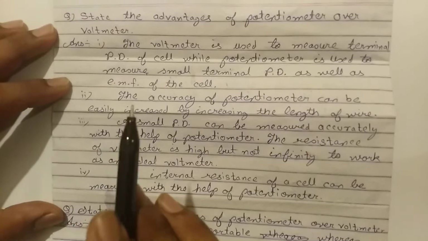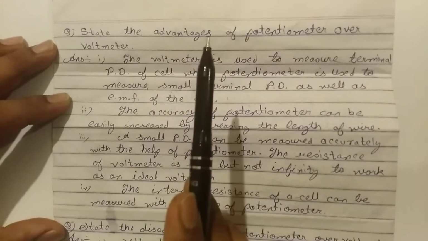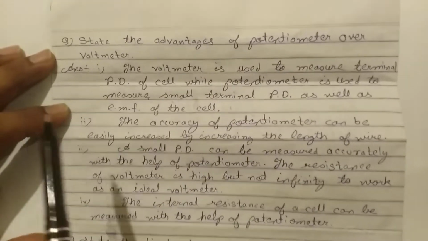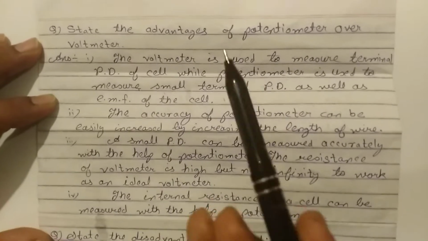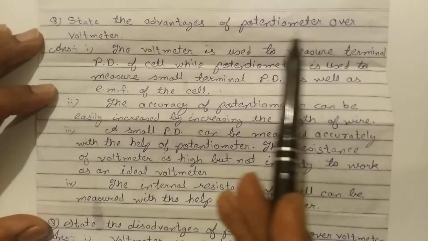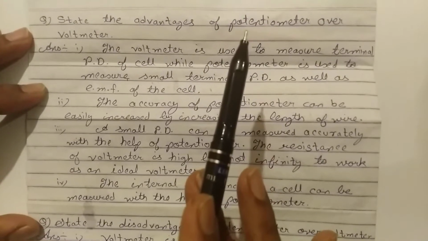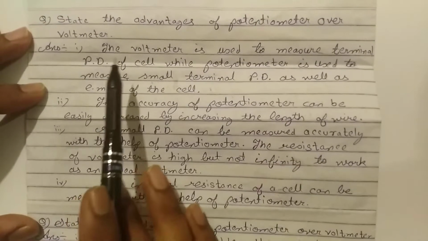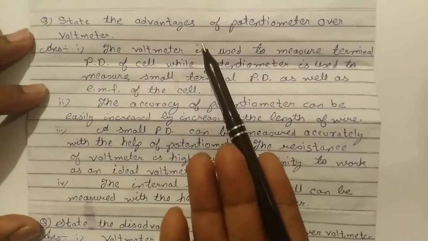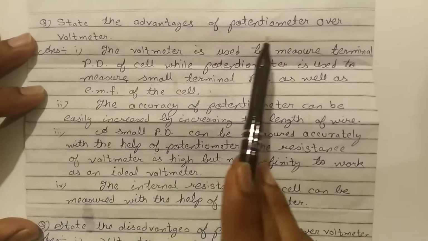In the first theory lecture, we have to study the advantages of potentiometer over voltmeter. What is the use of potentiometer? That we have to study. Potentiometer is used to measure what? Potential difference. But what is the use of voltmeter? Voltmeter is also used to measure the potential difference. So what is the difference actually? What is the advantage of potentiometer?